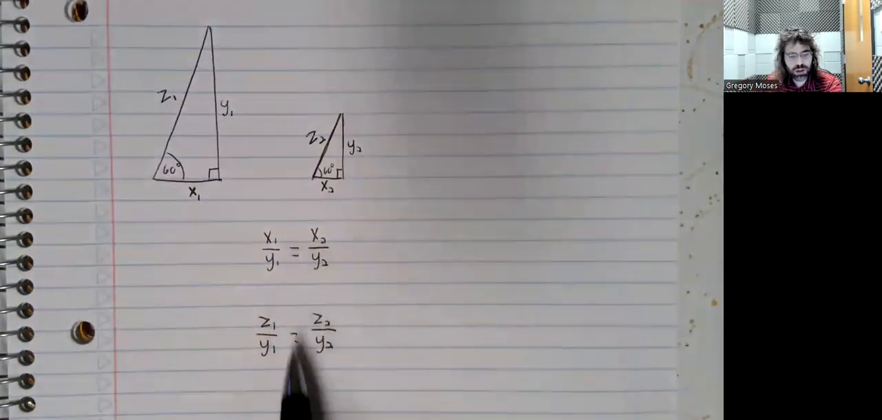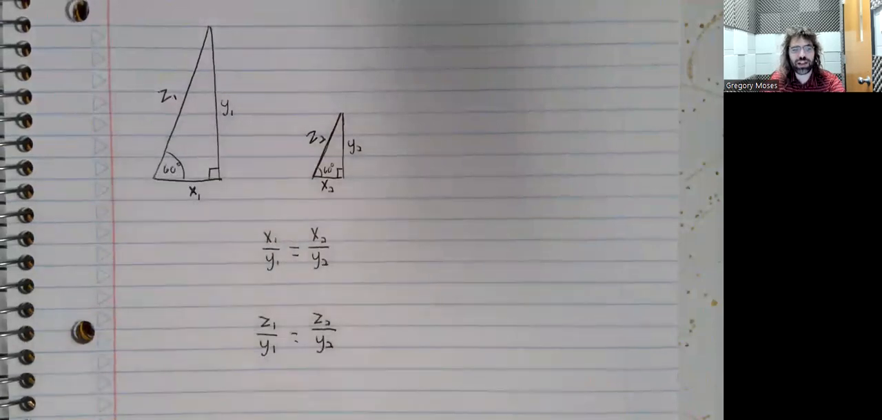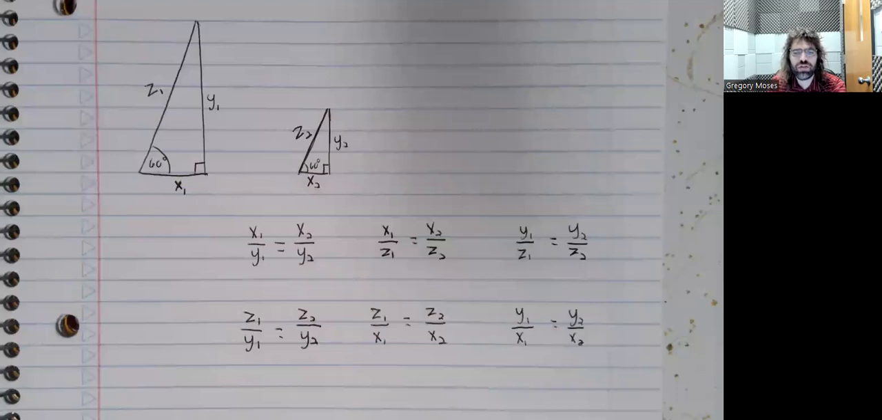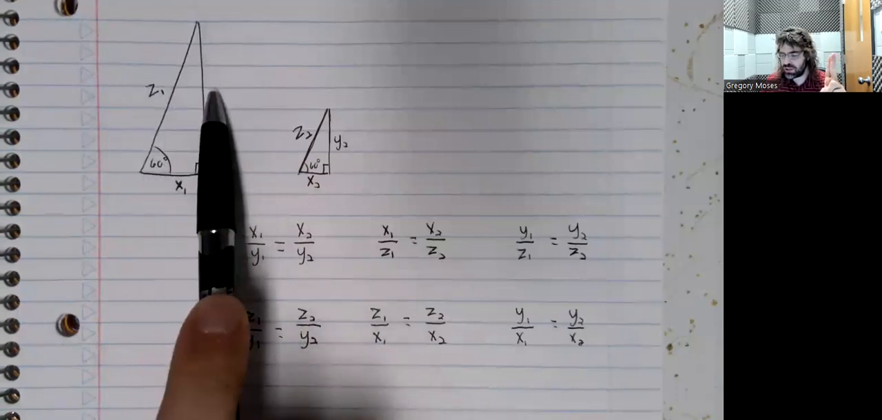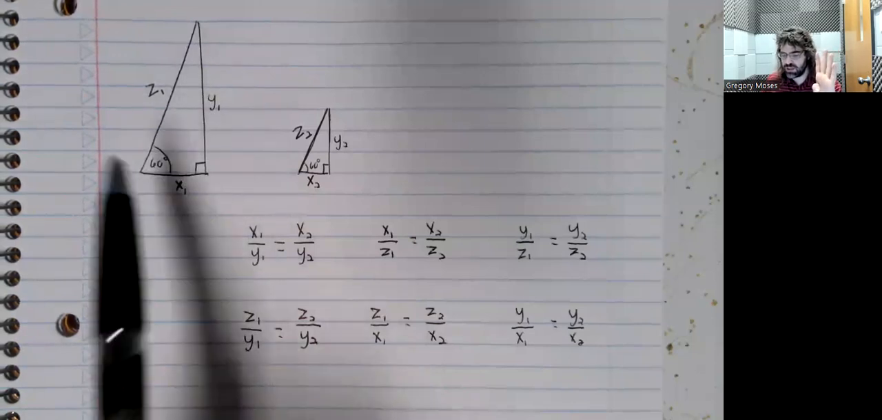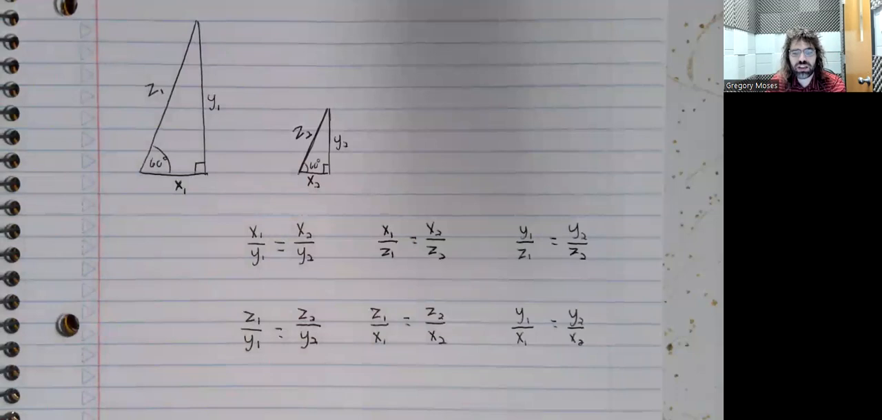There are six equalities you can write because there are six ways to divide a side of a triangle by another side of a triangle, and all of them hold. Like I said, six ways to divide one side of a triangle by another side of the triangle. And those six ways are going to lead us to six functions called the trigonometric functions. And in this video, this section, we'll introduce three of them.